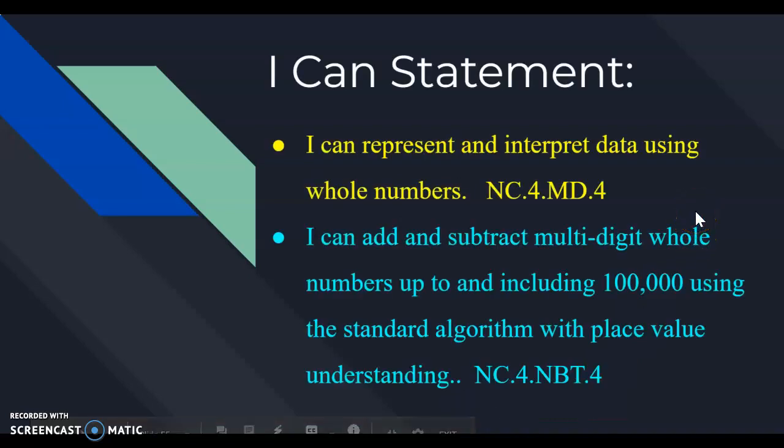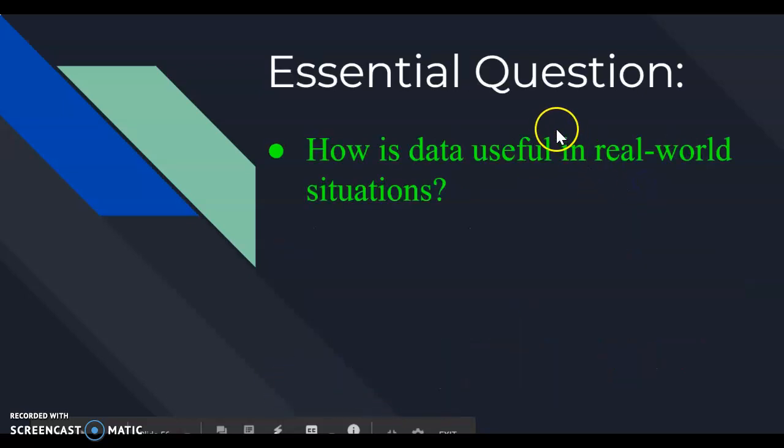Our I can statement: I can represent and interpret data using whole numbers. I can add and subtract multi-digit whole numbers up to and including 100,000 using the standard algorithm with place value understanding. Our essential question: how is data useful in a real-world situation? So we're continuing to build upon our answers for this particular question.